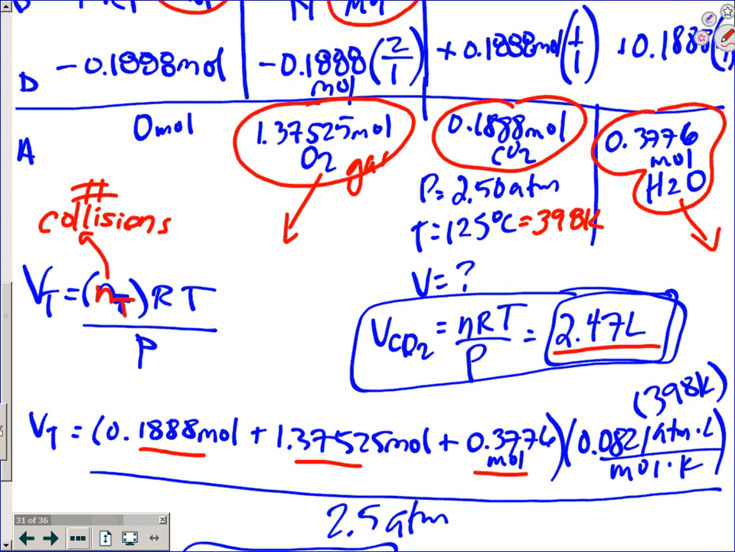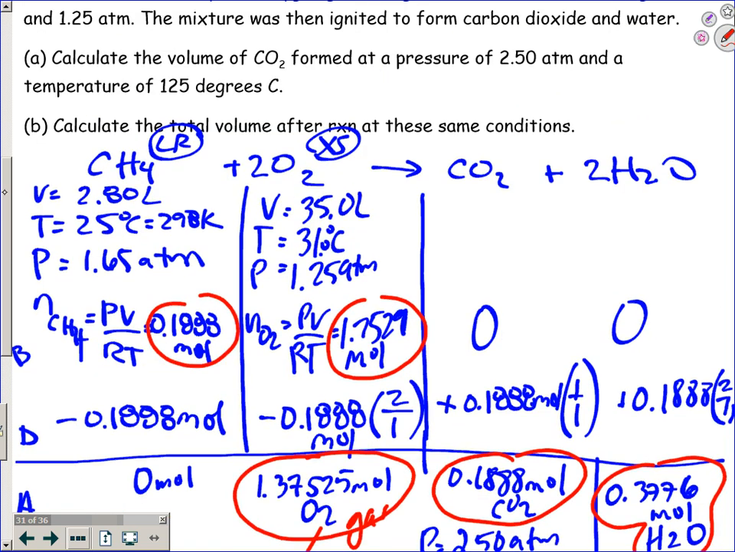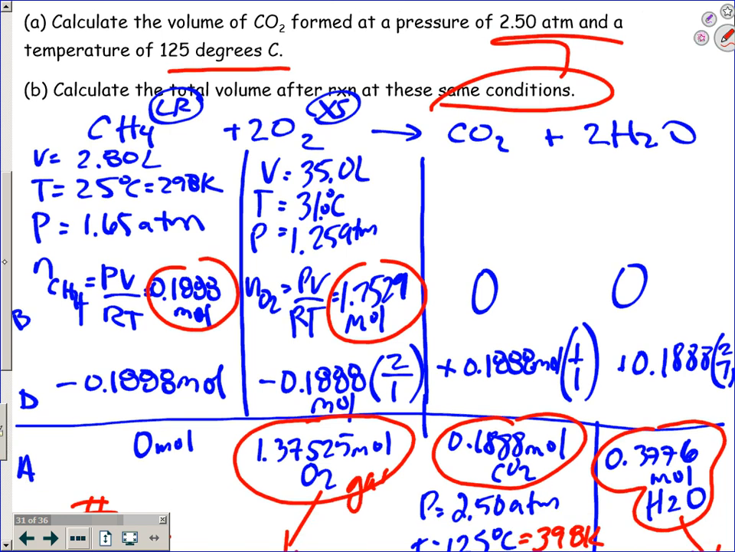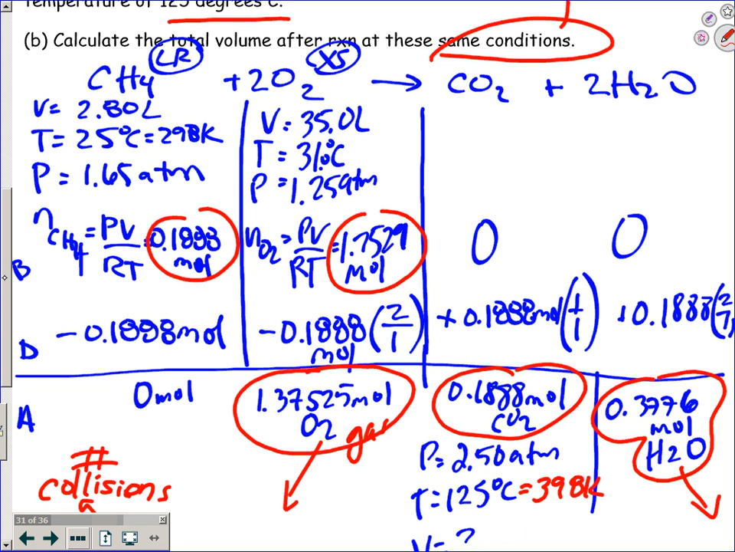But it said for that last part, assume these same conditions, and it was speaking to these conditions here. That's the only reason we collected them together. The reason that occurs is because after the reaction occurs, we've got all these gases in the same container at the same conditions, so that should make sense why we had to make that assumption.